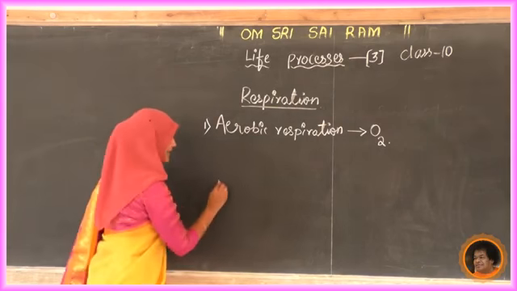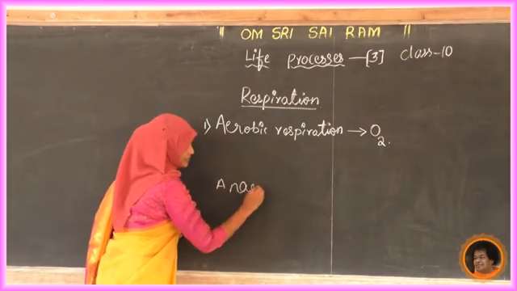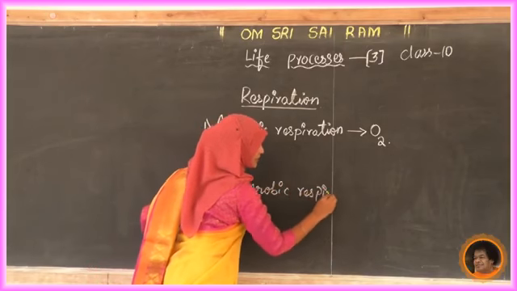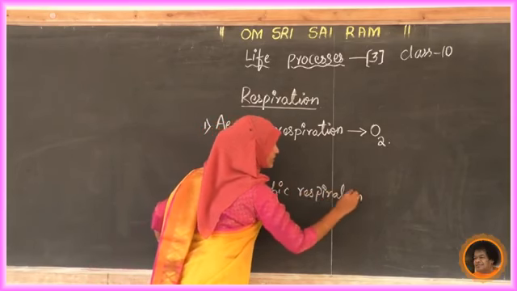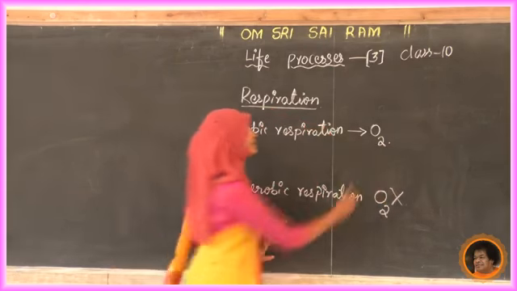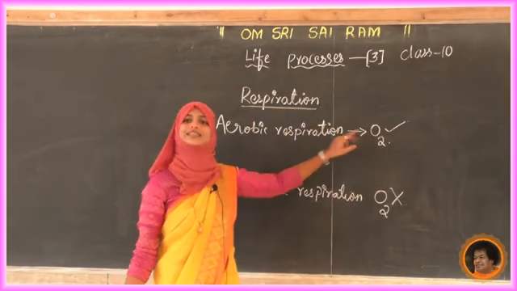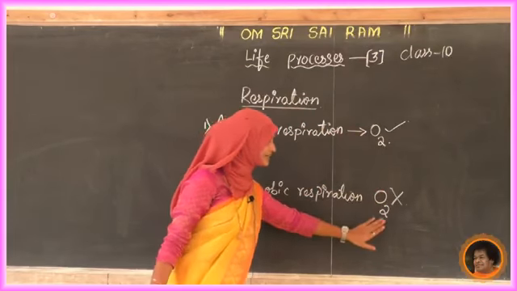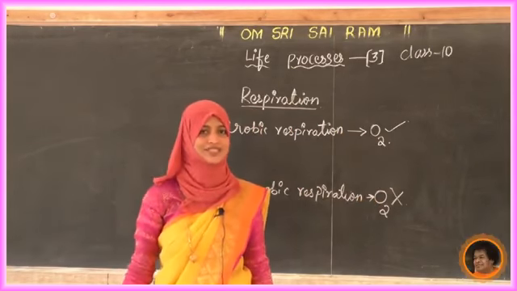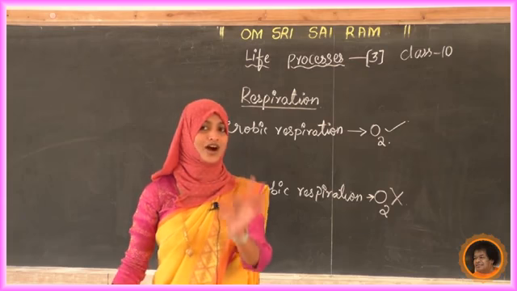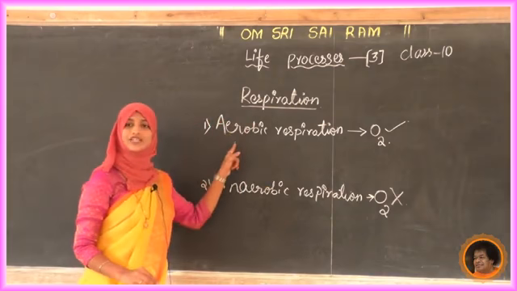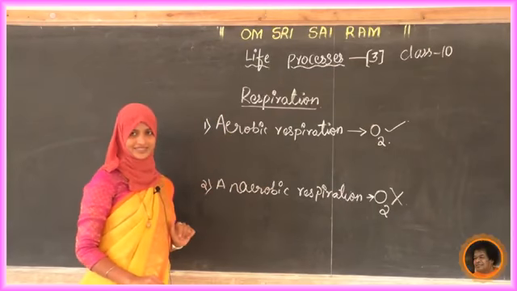What is that? Anaerobic respiration. So what is it doing? It is not using any oxygen. Here they are using oxygen, in the presence of oxygen. Here these organisms are not using oxygen for their respiration purpose. Now we have to see, these are the two types of respiration, aerobic and anaerobic.